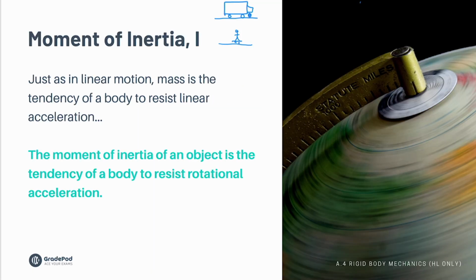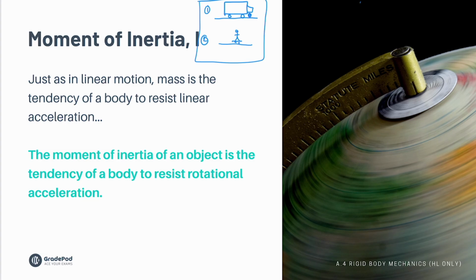Let's think about linear motion and let's have a look at these two diagrams I've drawn here. I've got a truck, number 1, and a person on a skateboard, number 2. Which is going to be easier to push? Well, obviously it's the person on the skateboard. That's because the person on the skateboard has a smaller tendency to resist linear acceleration. Their mass is smaller, right?